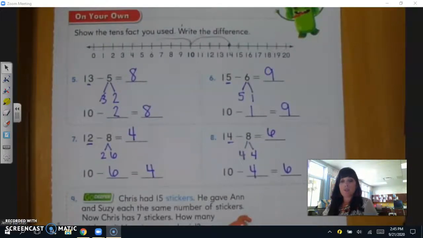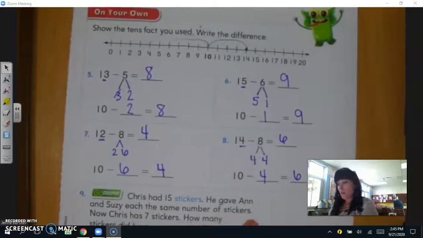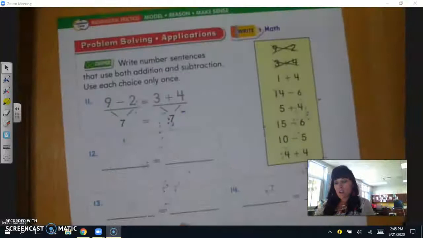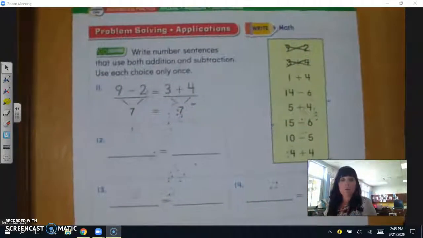What I want you to do is I want you to do 9 and 10 on your own. Maybe work with mom and dad. Do the back with mom and dad too.